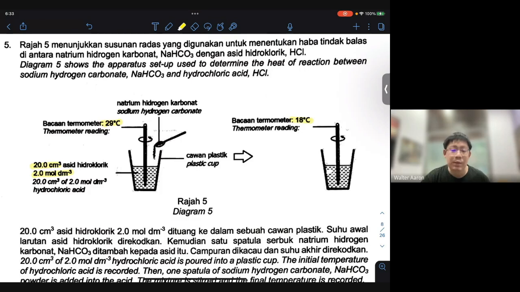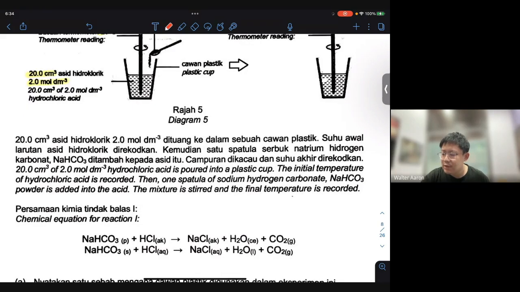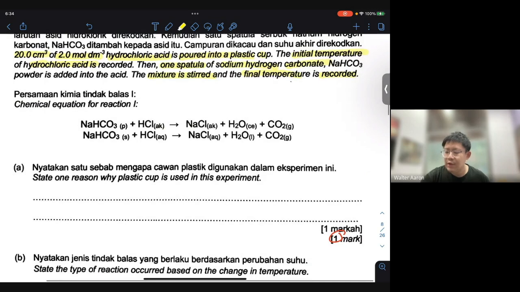So what happens here is that the temperature has decreased, okay, from 29 to 18 means this is actually an endothermic reaction. So after that, it says here 20 cm³ of 2.0 mol per dm³ of hydrochloric acid is poured into a plastic cup. Initial temperature of the acid is recorded. Then 1 spatula of sodium hydrogen carbonate is added, and then the mixture is stirred, and the final temperature is recorded. All right, this is the equation that they give you.